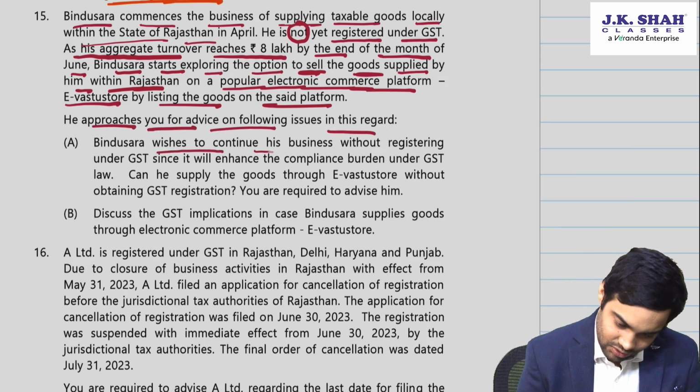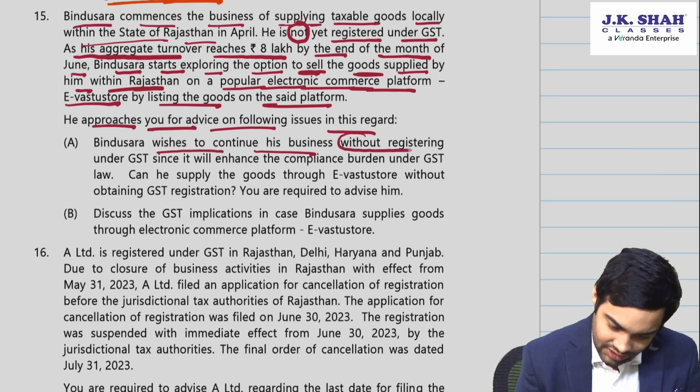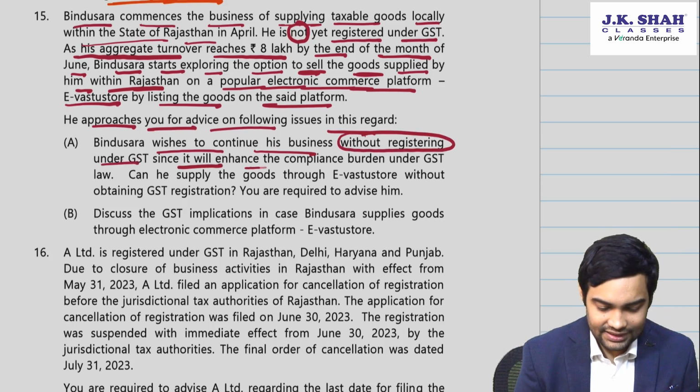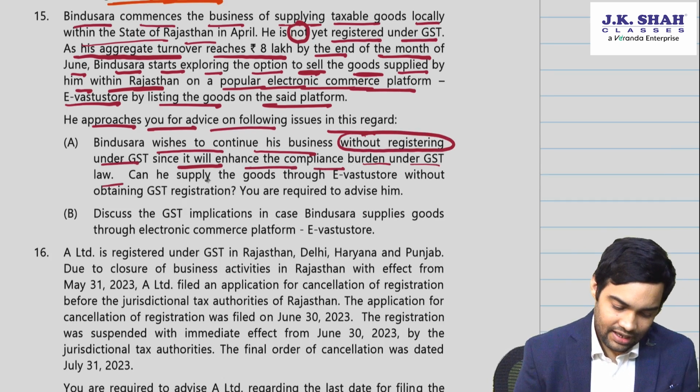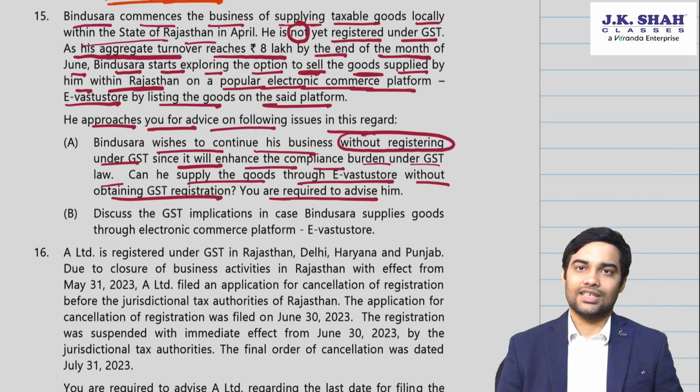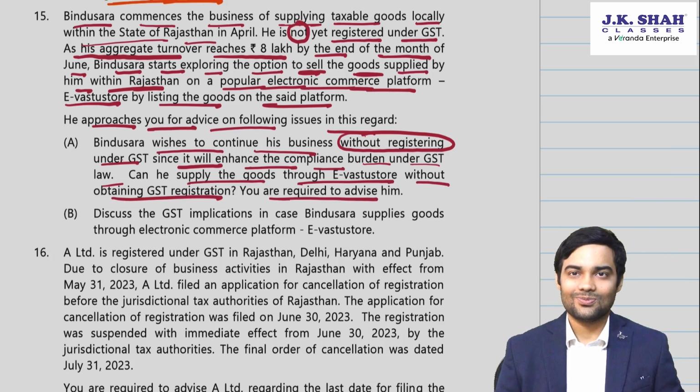Bindusara wishes to continue his business without registering under GST, since it will enhance the compliance burden under GST law. Can he supply goods through e-Vastu store without obtaining GST registration? You are required to advise him. What will be your advice?